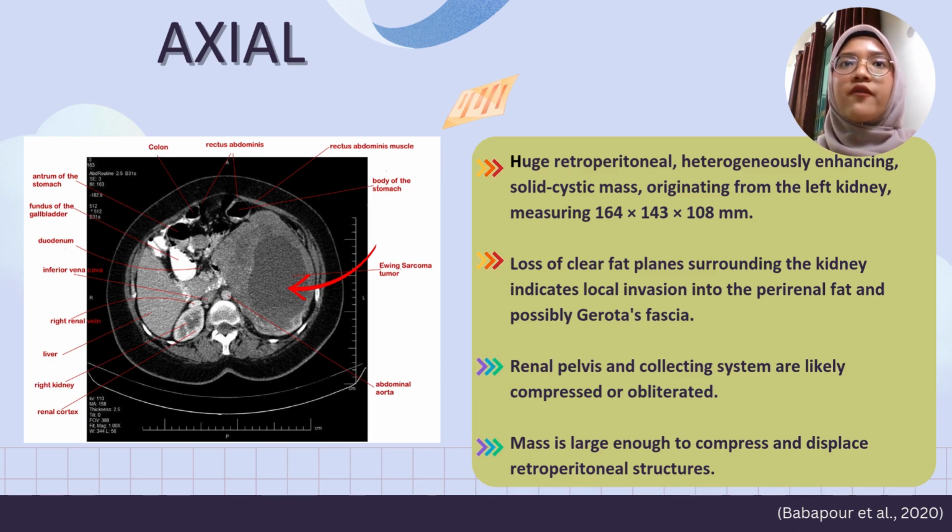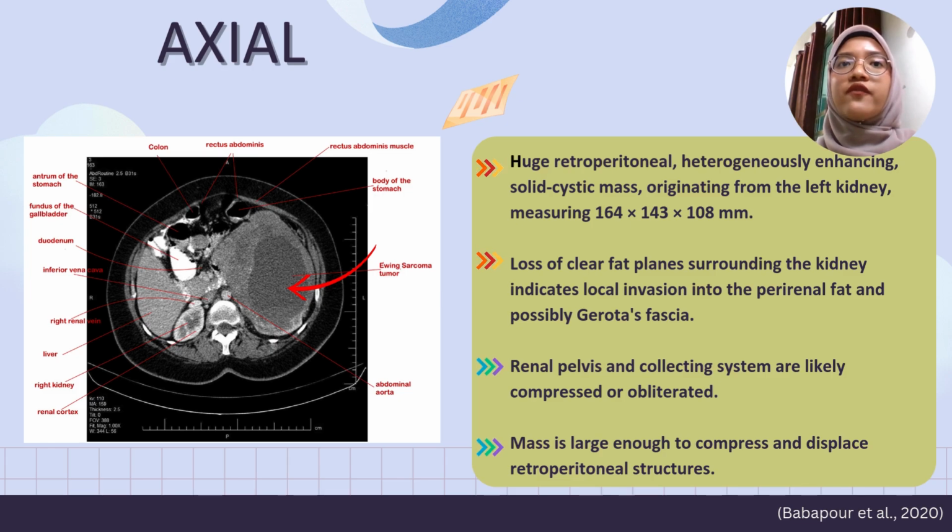Solid regions represent viable active tumor tissue, while cystic regions indicate areas of necrosis, hemorrhage, or fluid accumulation commonly seen in aggressive malignancies. Brighter enhancing areas suggest viable tumor tissue, whereas darker, non-enhancing areas correspond to necrotic or cystic components.